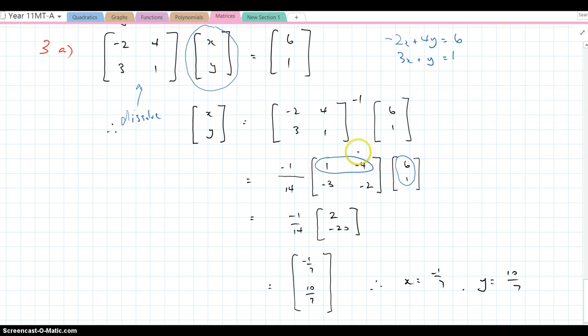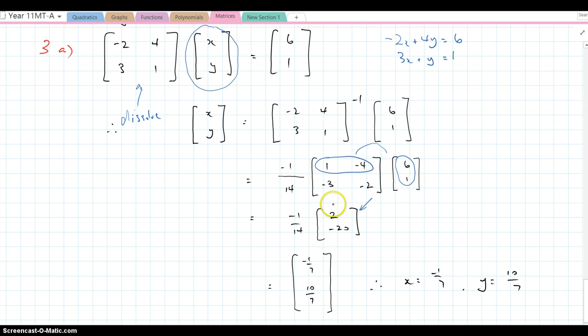Like I said in class, if you do the matrix multiplication first, it's going to be an easier process for you than running this through here first. The calculation is much easier. So this times this matrix times this matrix gets us 2 minus 20. We then run the minus 1 over 14 through, and we get minus 1/7 and 10/7.